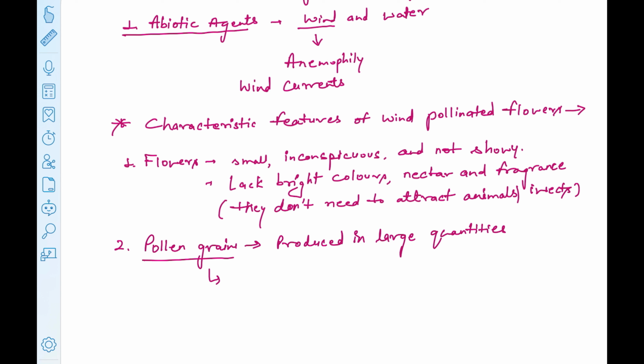It's not possible every time for pollen grain to reach the proper stigma and on time. So most of the pollen grains are wasted. That's why they are produced in large quantities. So they have to be carried with wind. They are light-weighted, dry, and smooth so that wind can carry them easily. Sometimes they have wings or air sacs to help in floating.